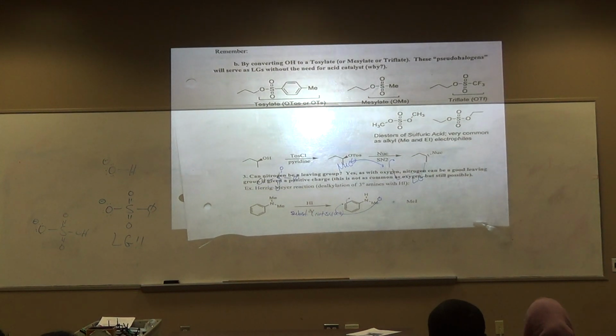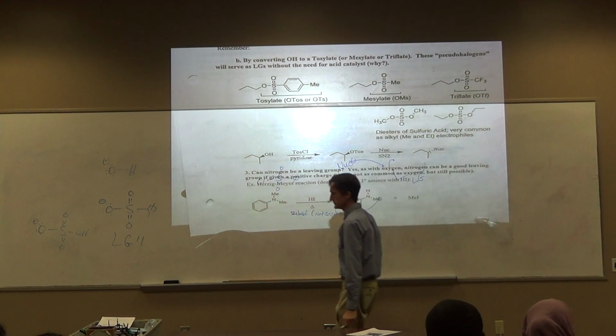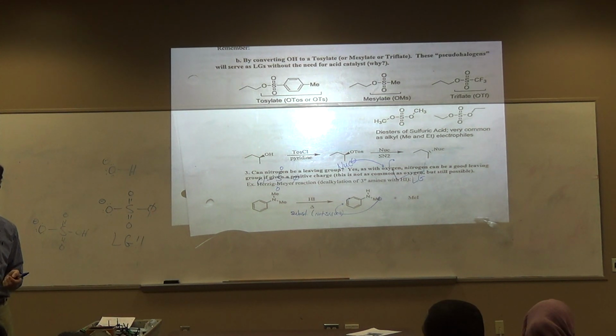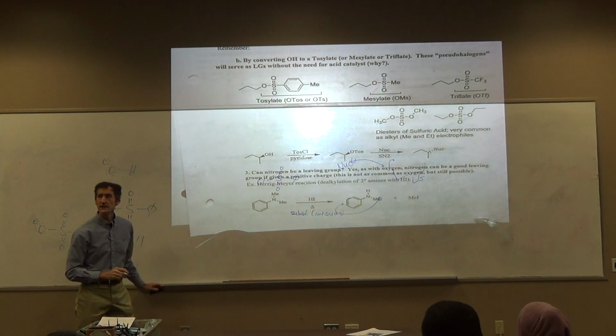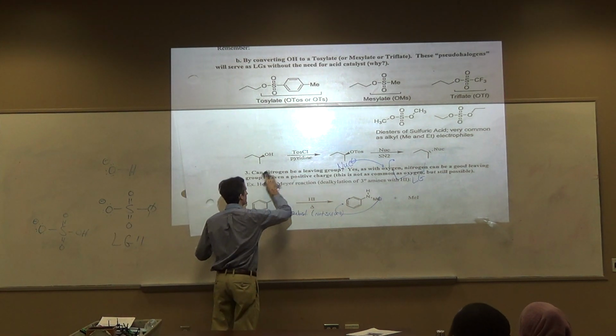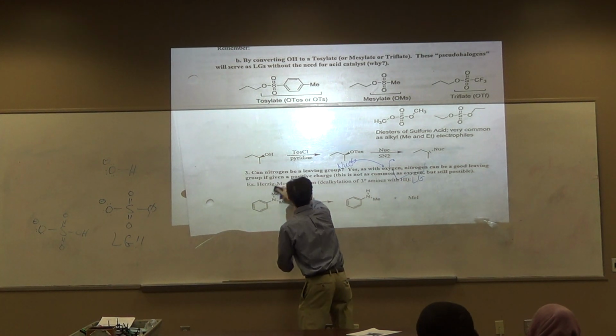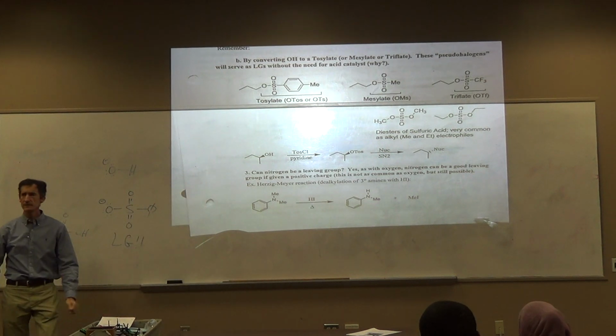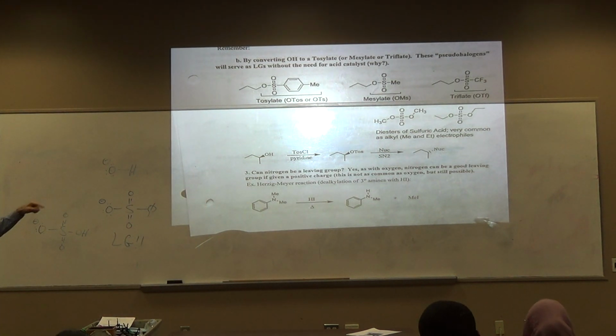Can nitrogen be a leaving group? So halogens, oxygen. How do we make oxygen a better leaving group? A, protonated. Another way to make OH a better leaving group, convert it to a tosylate. What about nitrogen? Can it be a leaving group? Many atoms can be, and we're looking at different atom types. Much less common. But here's an example.